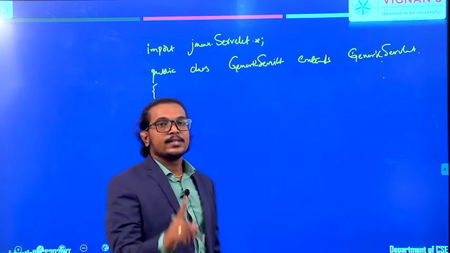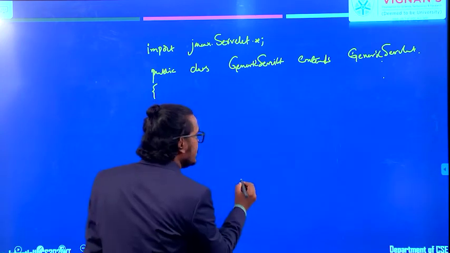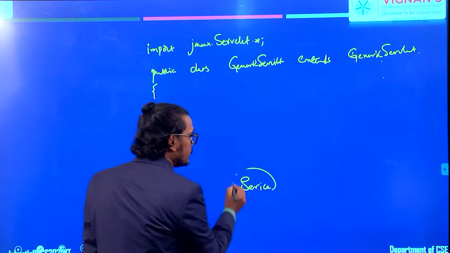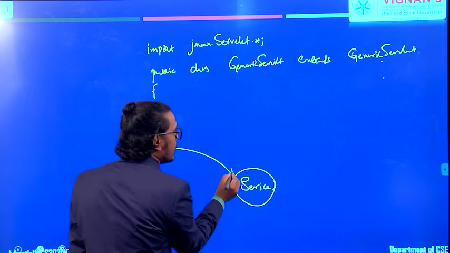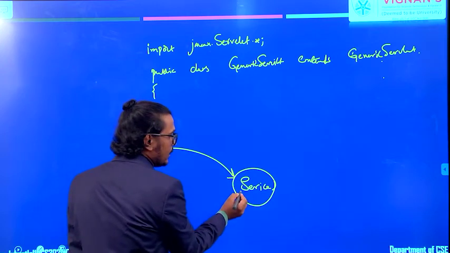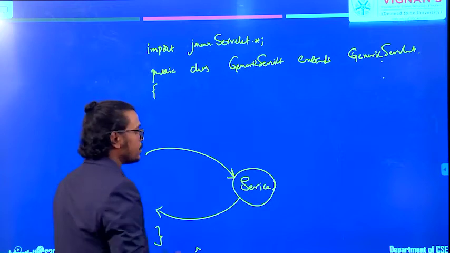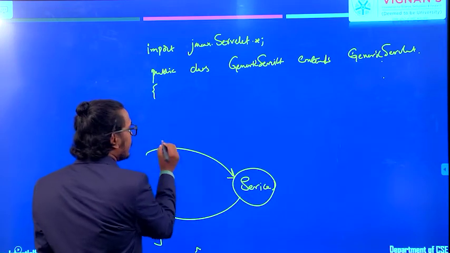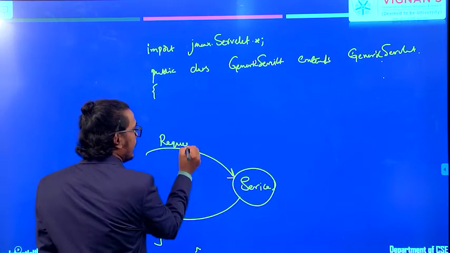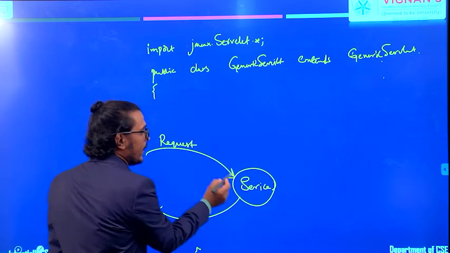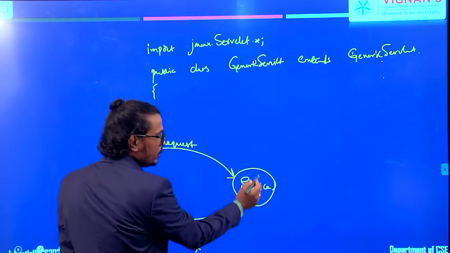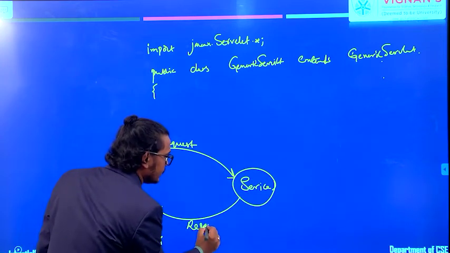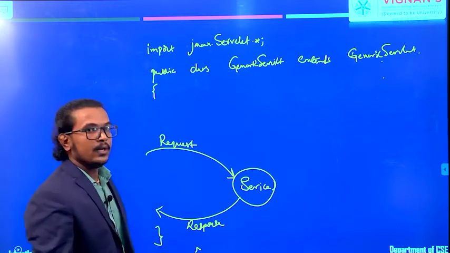Once our class creation is over, how many methods are there in our generic servlet? In our generic servlet we have only one method, that is called the service method. With the help of this service method, whenever you get a request from the client machine, you process that particular request and send the response back to the requested client.